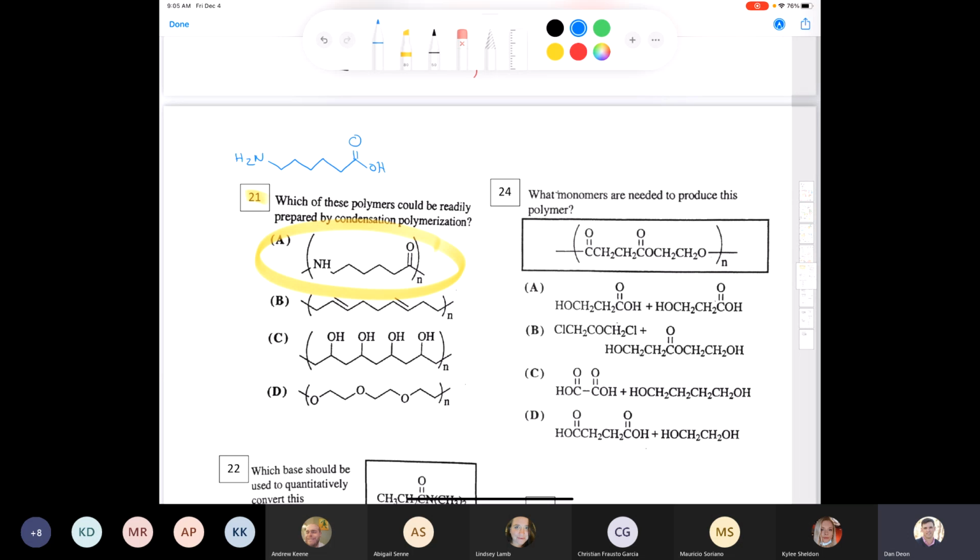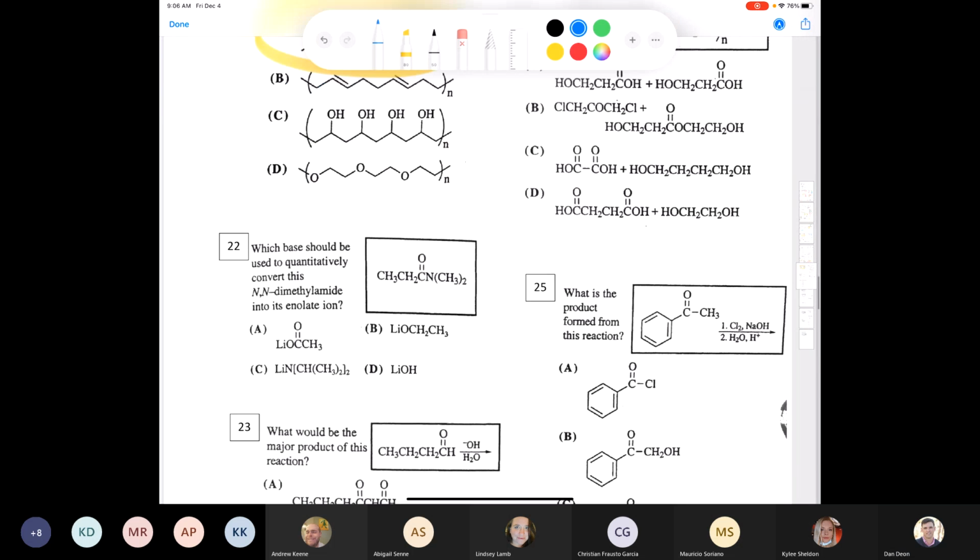The bifunctional compound has a carboxyl group and an amine, and so you would just make amide bond after amide bond after amide bond. All the rest would be made by addition or some other kind of mechanism. This one here is the most obvious, because you would make an amide and keep repeating. So that's going to be a condensation polymer. You lose water in the condensation reaction, and form an amide.